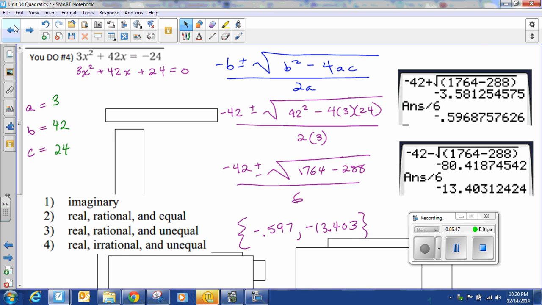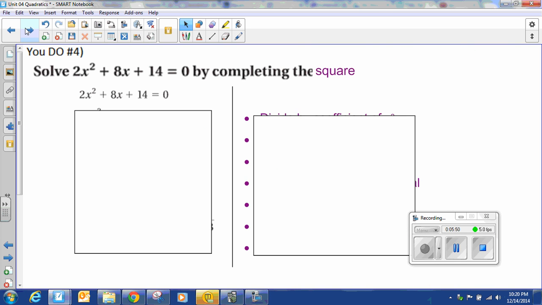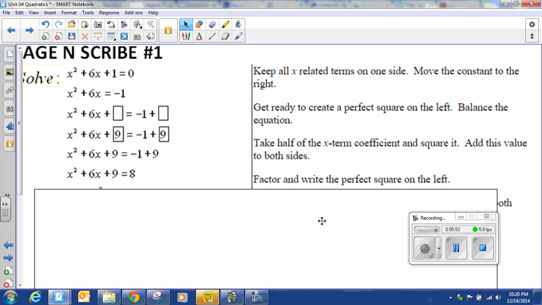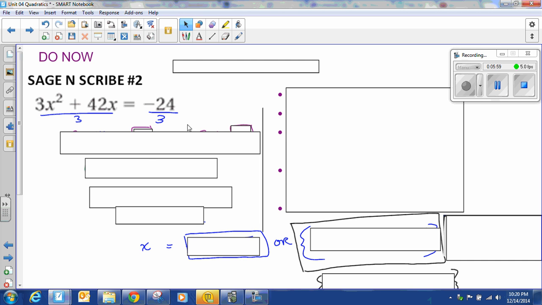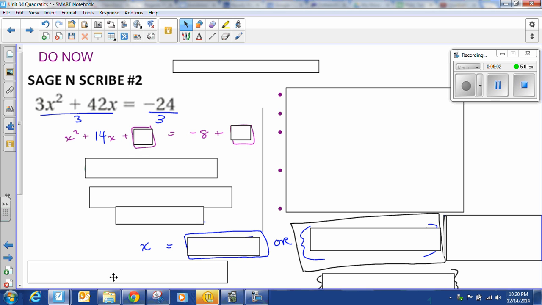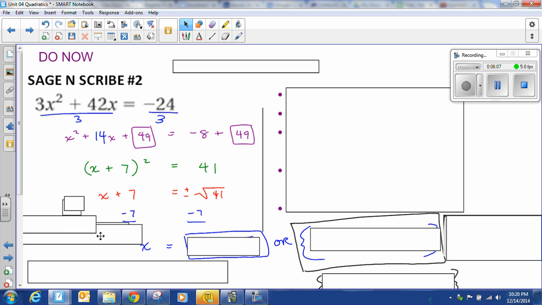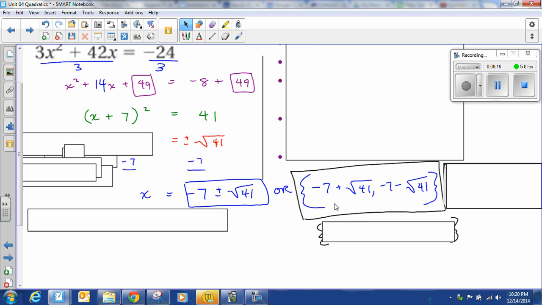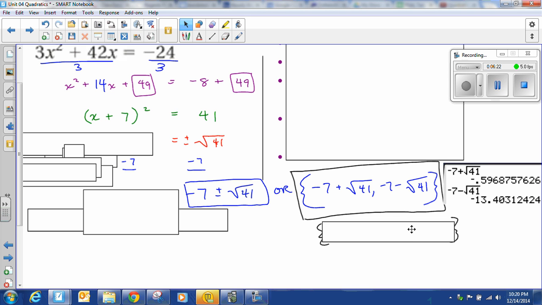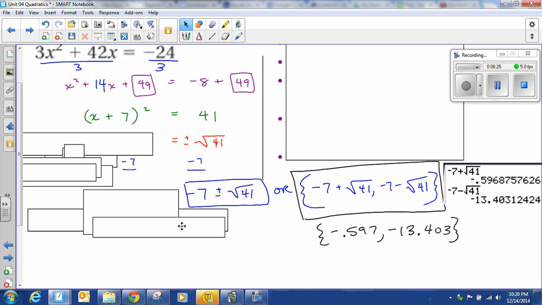I want you to compare this with our very first example right here. Oops, that's not it. This is it. It's the exact same problem, except we used completing the square to solve this. So as you can see, when we complete the square, we end up with this solution, negative 7 plus or minus radical 41. I also want to point out that when I put this in the calculator, I end up with negative 0.597 and negative 13.403. This should look familiar.